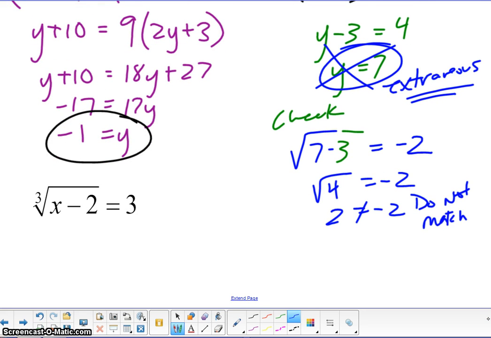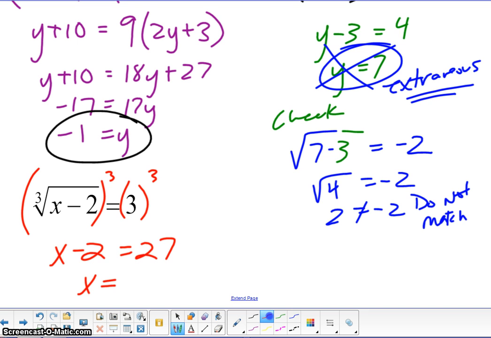And then the last one is a cube root. So instead of squaring both sides, we're going to cube both sides, because if a cube root of a cube is going to end up by its lonesome, and you get 27 and 29 for an answer.